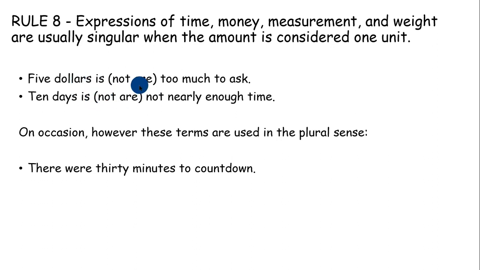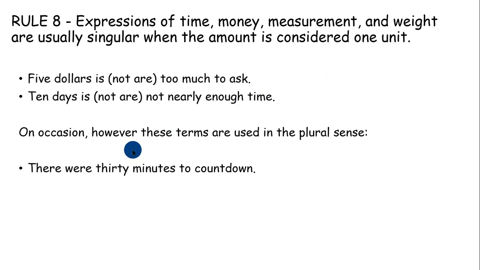$5 is, not are. So it is considered singular. Let's take this sentence. 10 days. 10 days is not nearly enough time. Right? Now 10 days is more than 1. It is plural. But when you're talking about time, 10 days is considered to be singular. So you use the singular verb which is and not are. So I hope these two are clear.